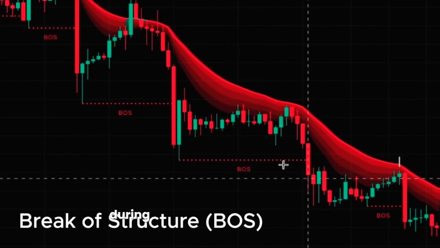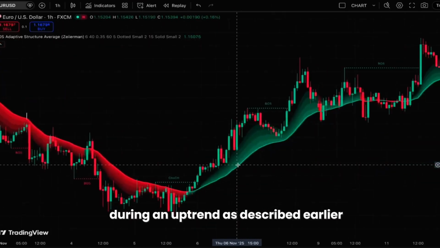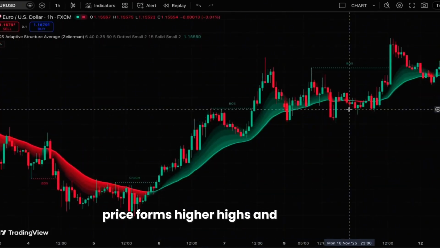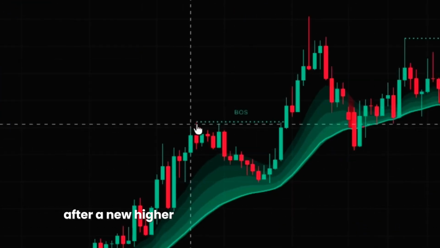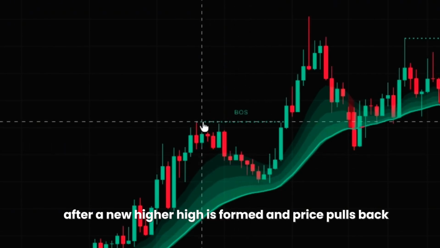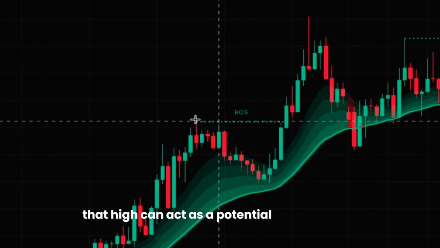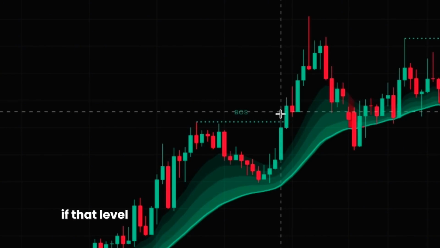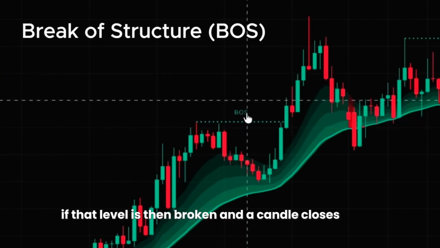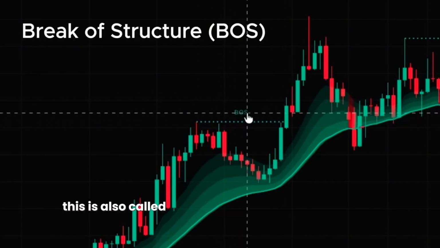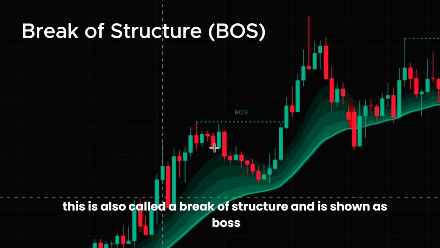During an uptrend, as described earlier, price forms higher highs and higher lows. After a new higher high is formed and price pulls back, that high can act as a potential resistance level. If that level is then broken and a candle closes above it, this is also called a break of structure and is shown as BOS.